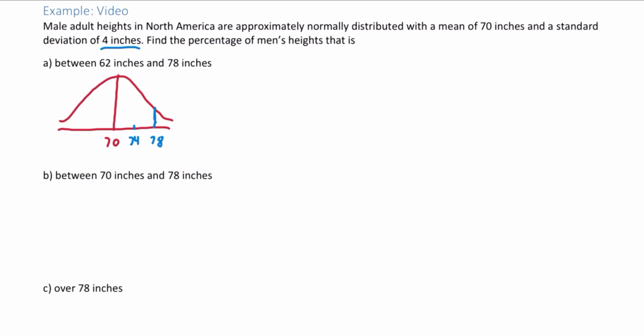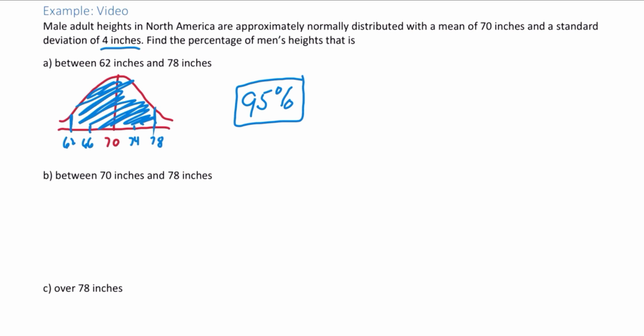And we're also looking for 62, so we need to start at 70 and go to the left. Remember, the standard deviation is 4 inches, so if we go to the left once, we get 66. Go to the left a second time, we get 62. So we're now between 62 and 78. We want to know what percent of men fall within that region. Notice that you are 2 standard deviations to the left and the right of the mean. The empirical rule says that 95% of all men fall within 2 standard deviations of the mean.